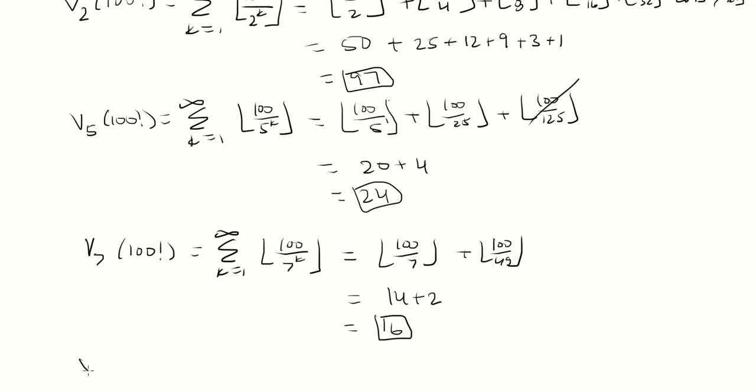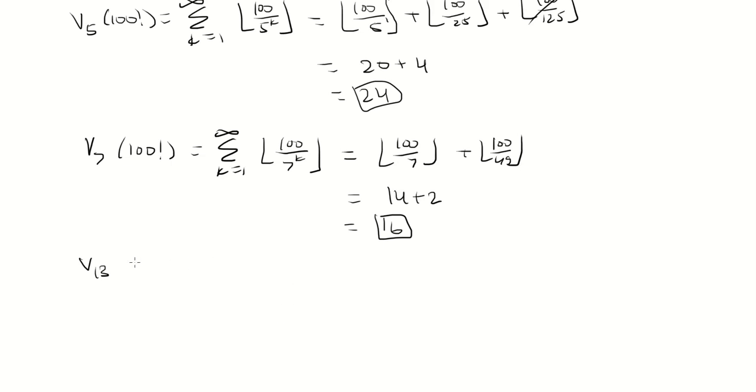And then finally we look at prime number 13. So you have floor of 100 divided by 13 to the k power. So that's 100 divided by 13. 100 divided by 169 doesn't work. That's going to be 0, so I'm not going to bother. So that's going to be a total of 7 times.